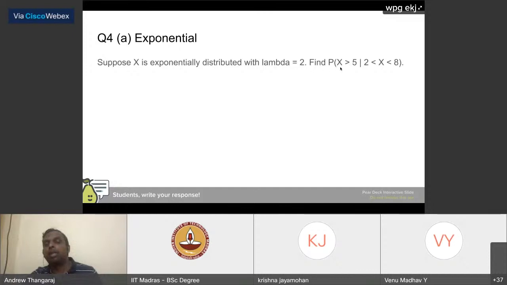So find the probability that x is greater than 5 given x is between 2 and 8. Okay, it's a conditional probability. So you have to use the formula for conditional probability and figure out what you need to compute. And finally, you will express the answer in terms of exponentials. Exponentials you can enter, you don't need to find numerically what the value is.